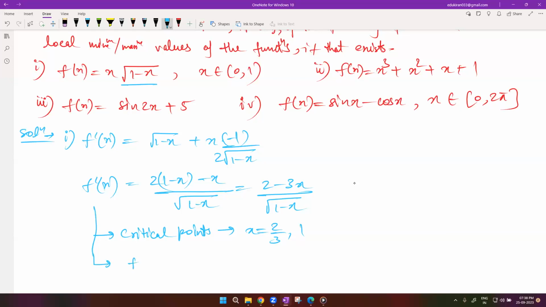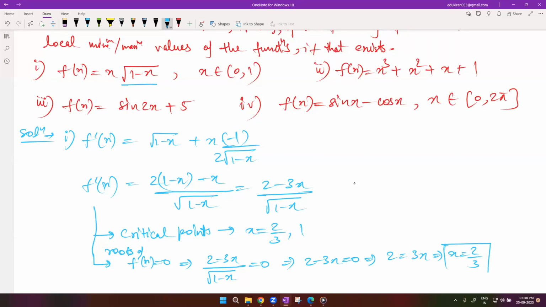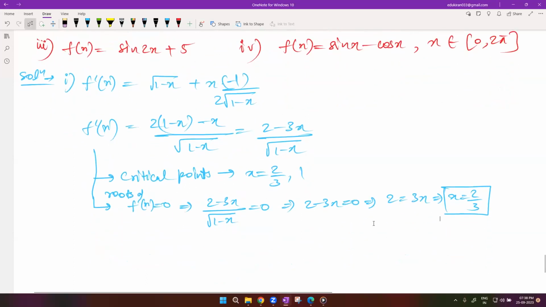But if I want to find out roots of f dash x equals 0, it means that I just want to find out when this expression would be 0. And this expression would be 0, meaning numerator will be 0. So which means that 2 equals 3x, meaning x equals 2 by 3. Right? x equals 2 by 3.